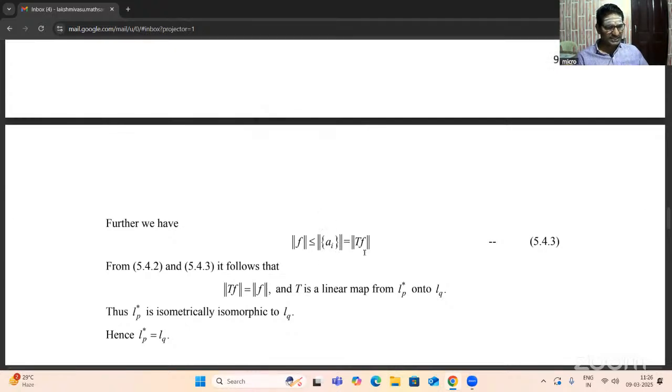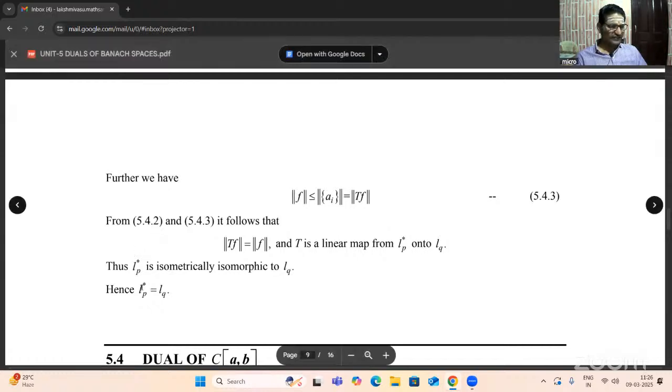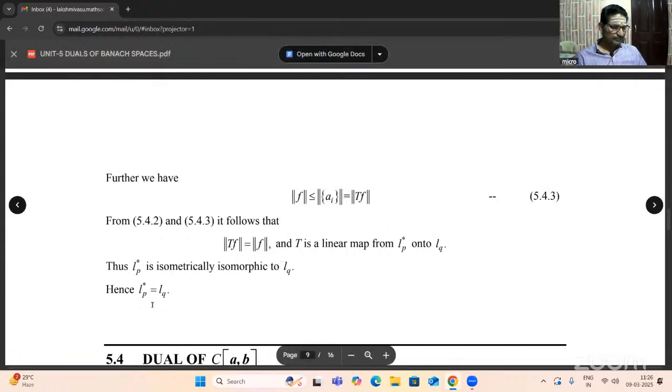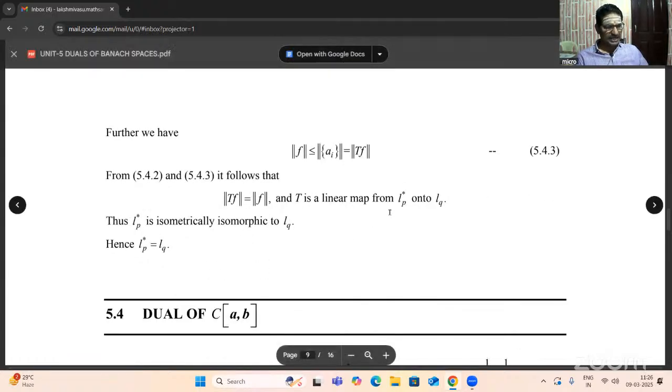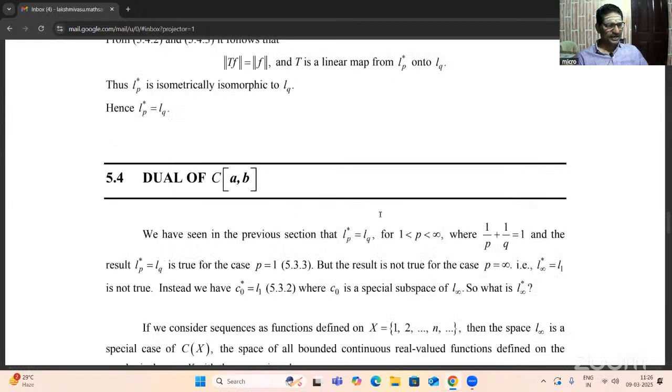Norm of the aᵢ sequence simply means norm Tf. From the second and third equation in this theorem, norm Tf = norm f. So T is a linear map from the dual of Lp onto Lq. So finally the dual of Lp is isometrically isomorphic to Lq. That is the statement derived here. So the dual of Lp equals Lq, meaning isometric isomorphism, which is one-to-one, continuous and bounded.